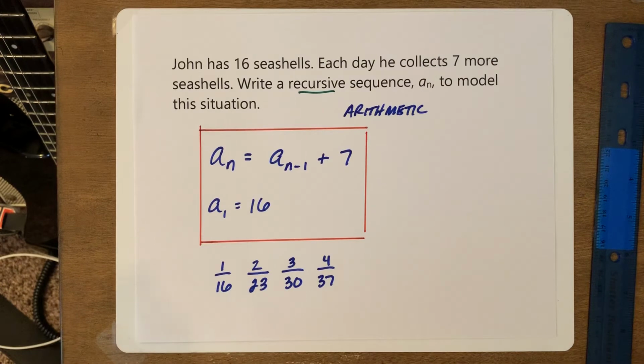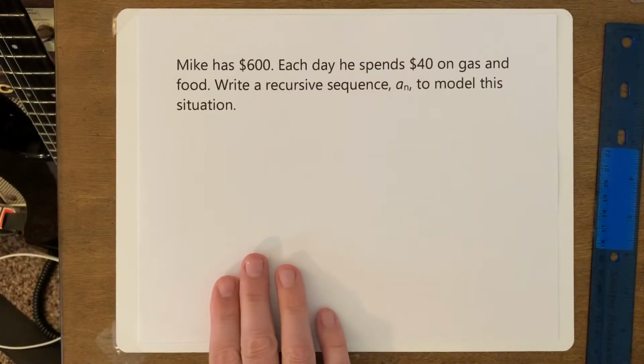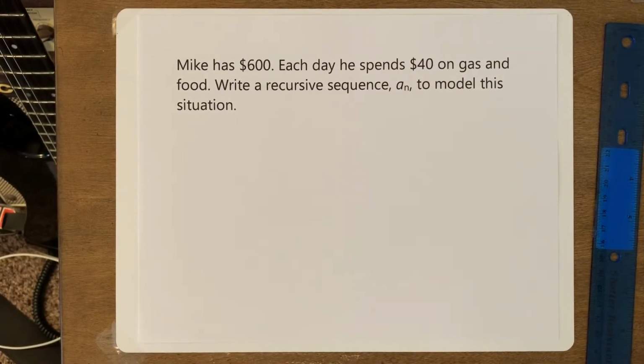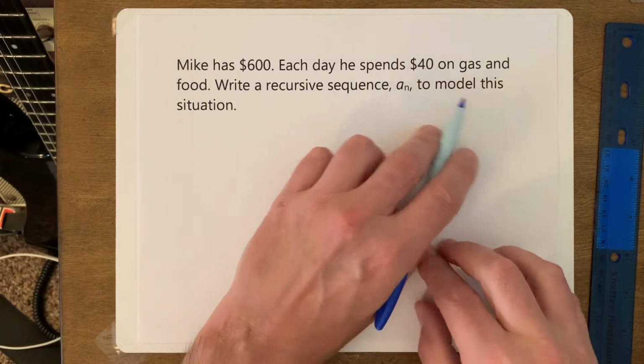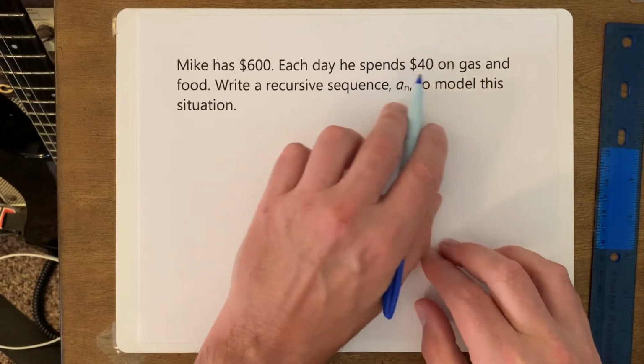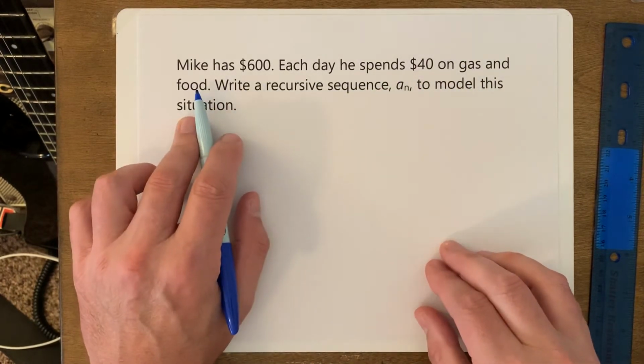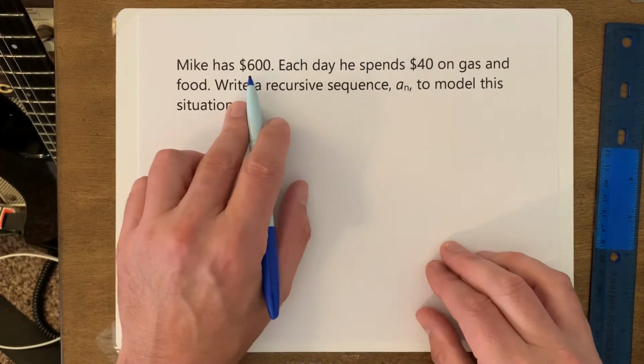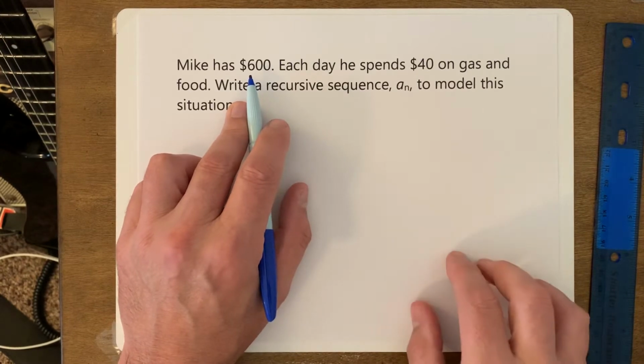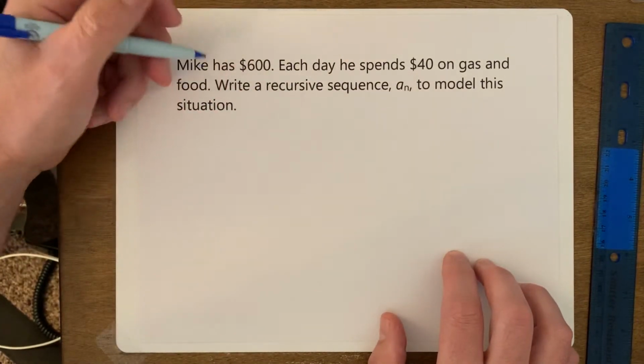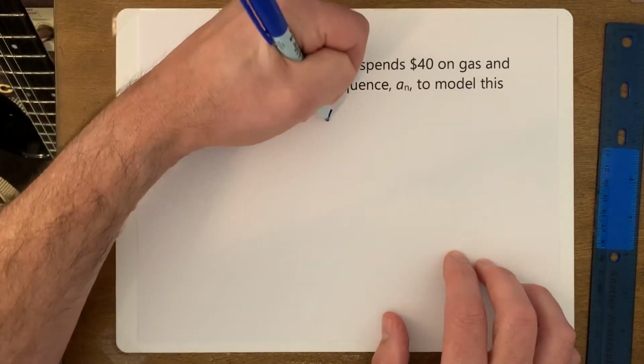Our next one says that Mike has $600. Sounds a lot like a beginning amount. It says that each day he spends $40 on gas and food. It says to write a recursive sequence, A sub n, to model the situation. If he spends $40 on gas and food every day, he's subtracting $40 from 600 over and over again. So our sequence this time is again arithmetic.